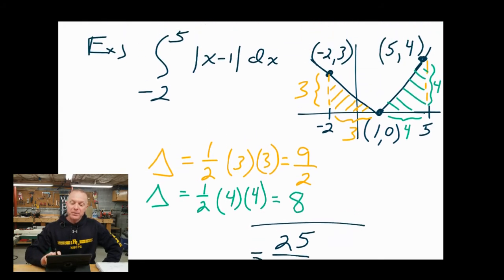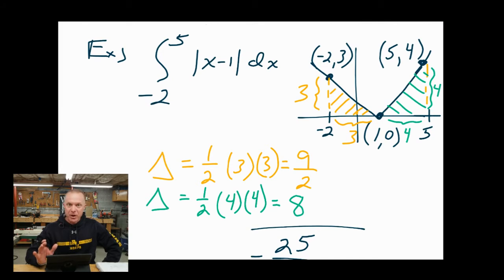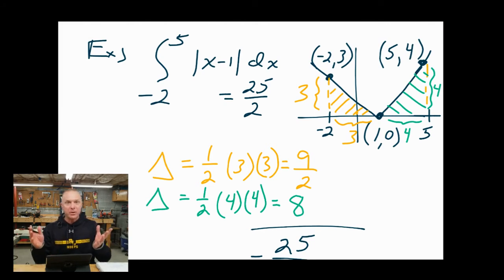Well, yes, it is. Both of these areas are above the x-axis. It's fine that we had two of them found separately. Also I want you to realize that the yellow triangle was over in a negative x value. That's fine. There's nothing wrong with being in a negative x area. And then the green triangle was in a positive x region. But both areas come out to be positive. It doesn't matter what the x values are for each of those triangles. So we have 25 halves.